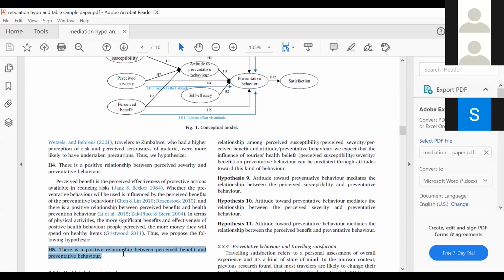I will see which authors found this relationship to be positive. Only if I get 4 authors, only then do I propose it as a hypothesis.